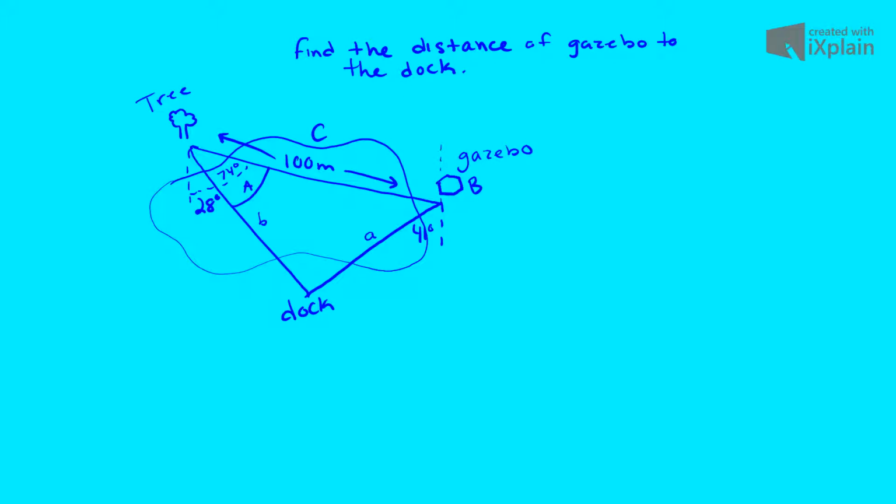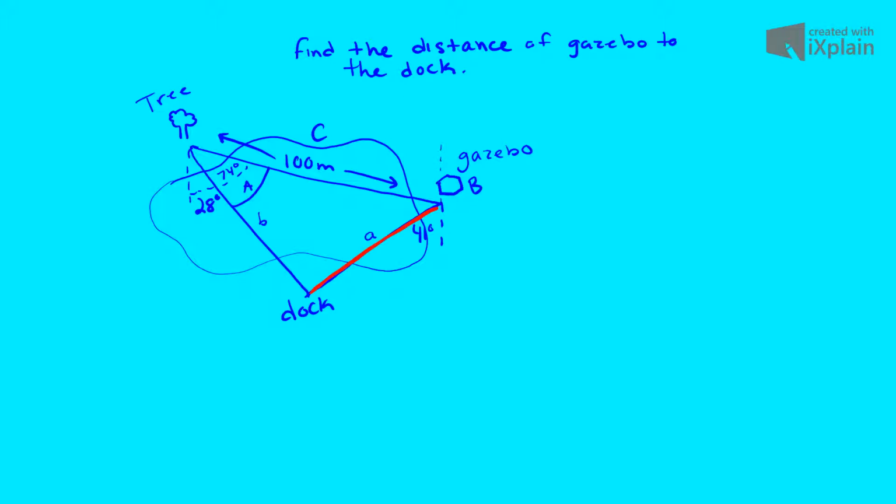Alright guys, today we're going to be looking at a law of sines problem that's very common in high school and college trigonometry courses. The problem is find the distance from the gazebo to the dock. So simply we are finding this length right here.